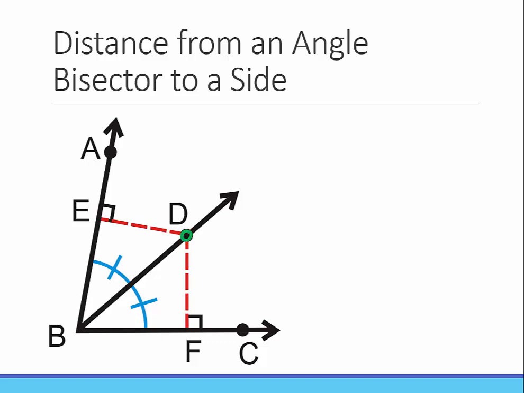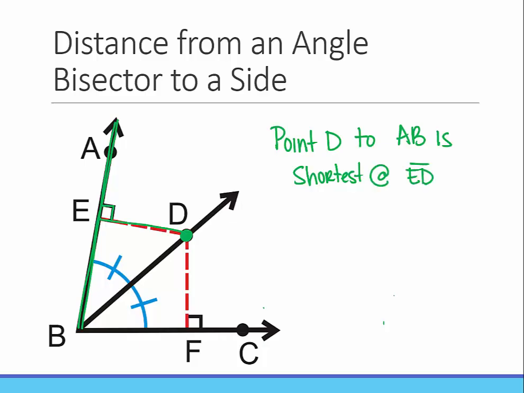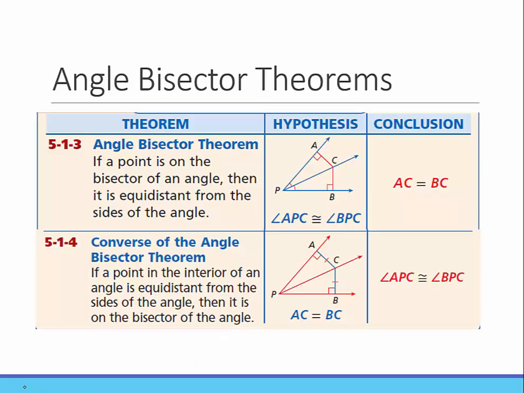So if we have this point D right here, and I want to find its distance from AB, I'm going to draw a line that's perpendicular. So point D to AB is shortest at ED. And remember that's because ED is perpendicular to AB. So that was one of the theorems we learned a while ago, and now we're actually going to use it. So you need to remember those 2 things in order for these 2 theorems to make sense.